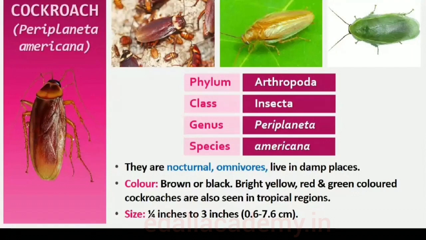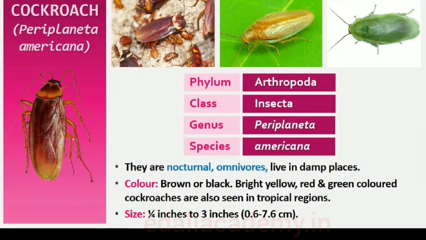Cockroaches are brown or black-bodied animals that are included in class Insecta, phylum Arthropoda. Bright yellow, red and green-colored cockroaches have also been reported in tropical regions. Their size ranges from 1/4 inch to 3 inches, 0.6 to 7.6 centimeters, and they have long antennae, legs and a flat extension of the upper body wall that conceals the head.